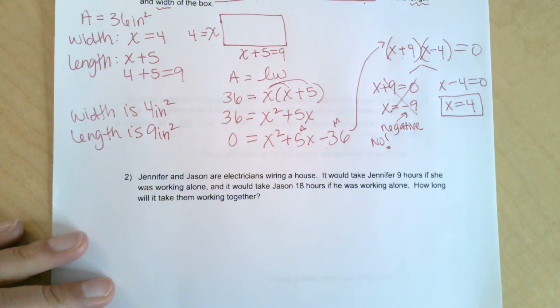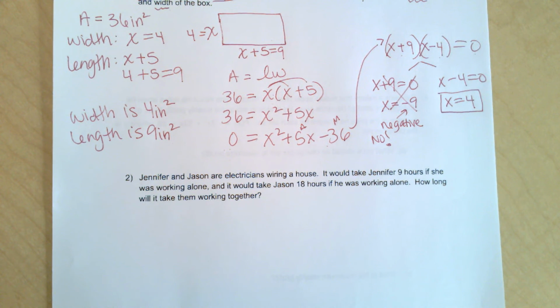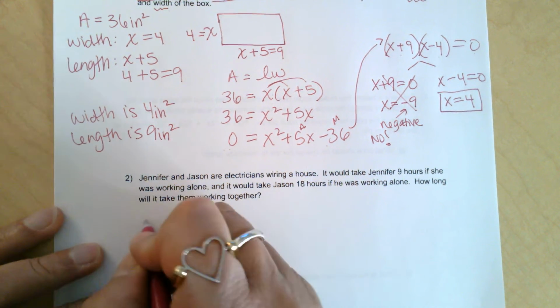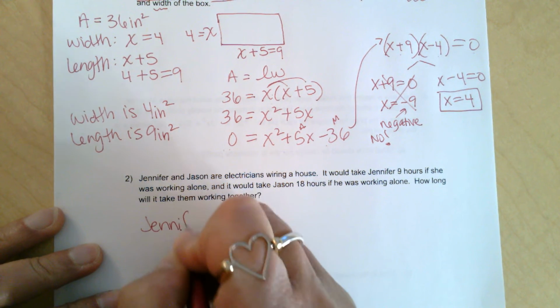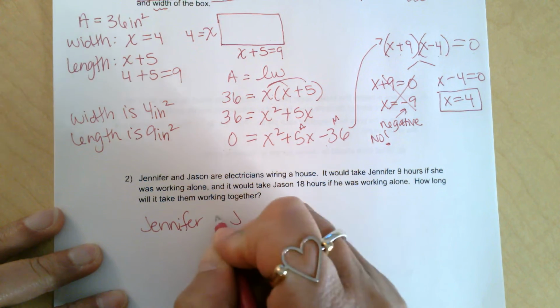Okay, number 2. Jennifer and Jason are electricians wiring a house. It would take Jennifer 9 hours if she was working alone. It would take Jason 18 hours if he was working alone. How long will it take them working together? So I'm going to set this up as: here's Jennifer. We have 2 people, and here's Jason.